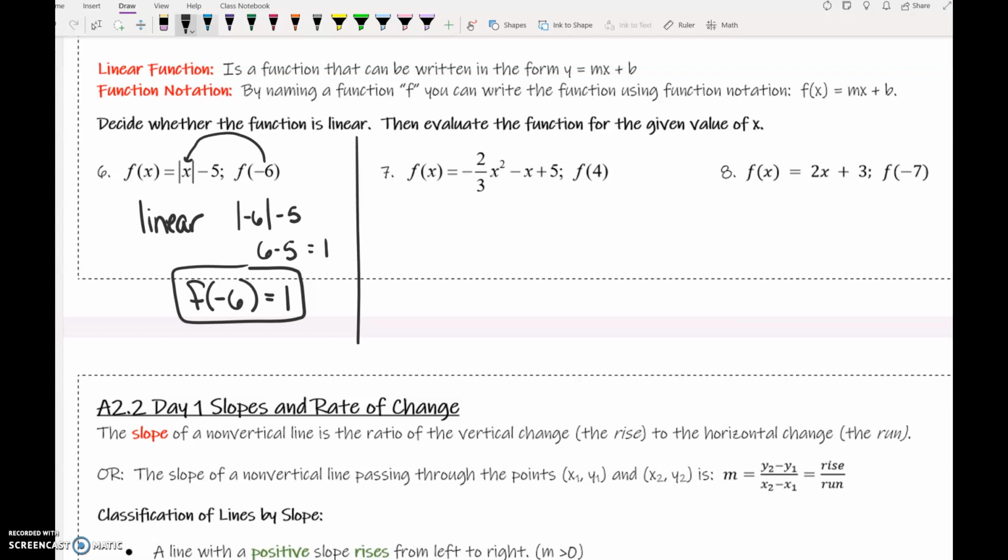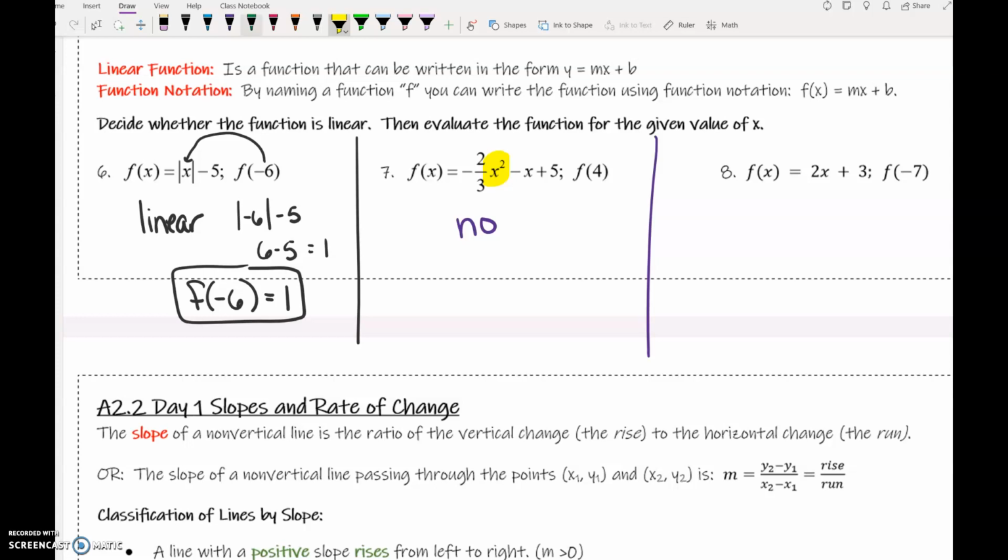All right, number 7. Is it a linear function? No. Technically, you're supposed to still plug in the 4, but do you just want to skip that if it's not linear? Okay, if it is not a linear function, let's skip plugging in f of 4. How do we know it's not a linear function? That's a great question. What is there in that equation? The x squared. X squared is not plain x, so it's not linear. That would make one of those parabolas.